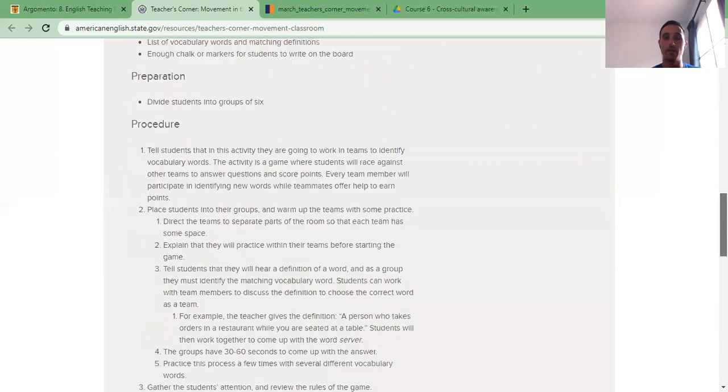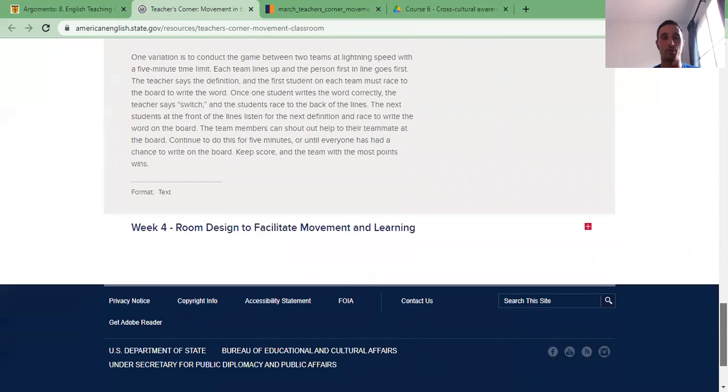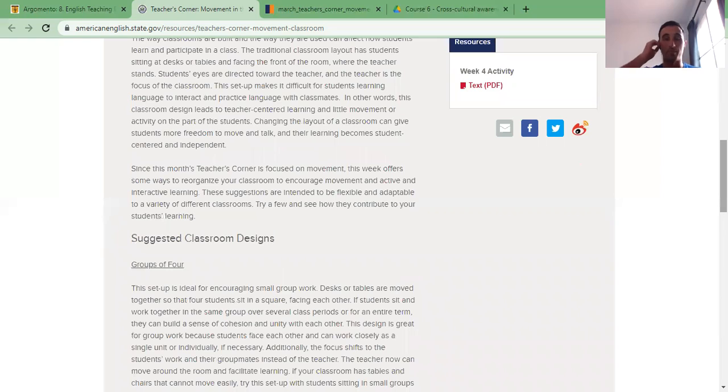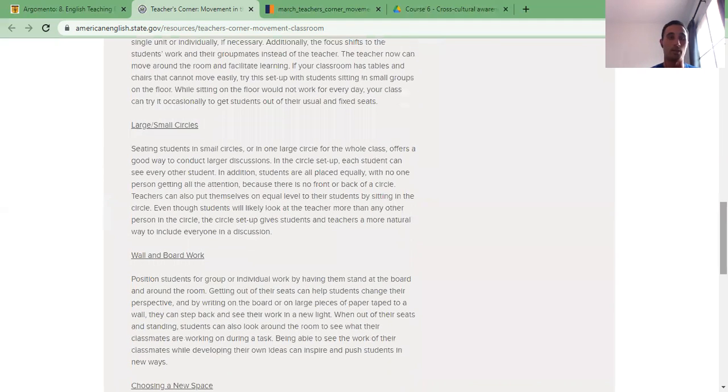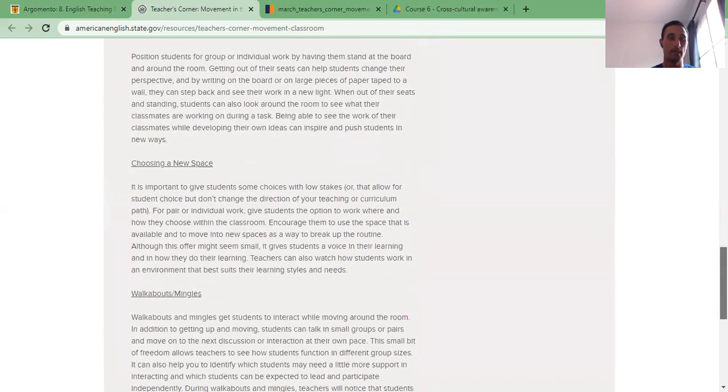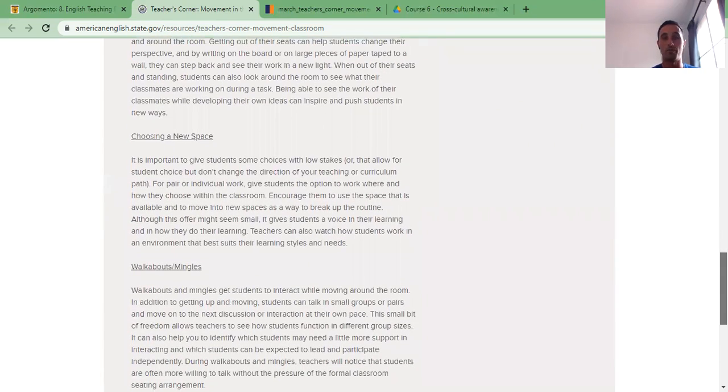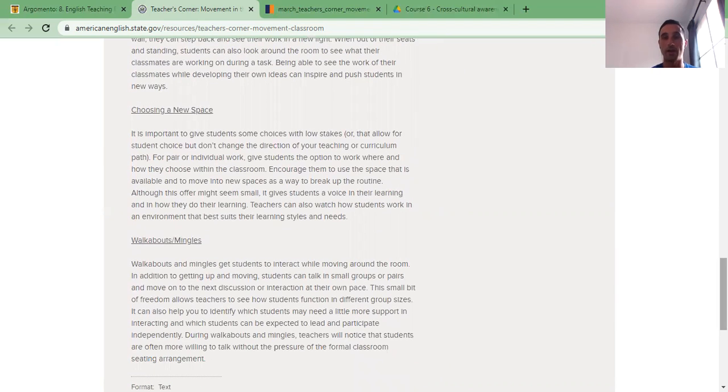And then finally, the last section of the article presents different classroom setups that promote movement and enhance the students' learning. So for example, we have groups of four, large or small circles, wall and board work, choosing new space, and walkabouts or mingles, which are ways of interaction and socialization inside the classroom.